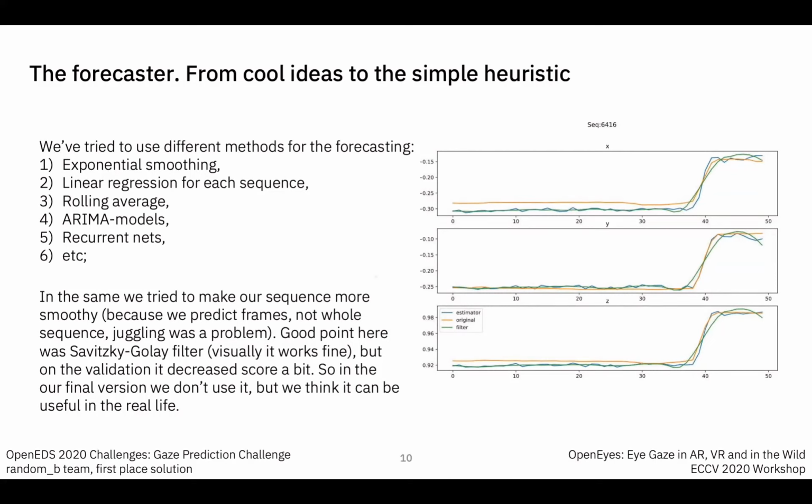A good point here was the Savitzky-Golay filter. Visually it works fine, as you can see on the chart, but on validation it decreased the score a bit. So in our final version we don't use it, but we think it can be very useful in real life. And on the chart you can see the estimator, the original track, and the Savitzky-Golay filter for each axis for a specific sequence.